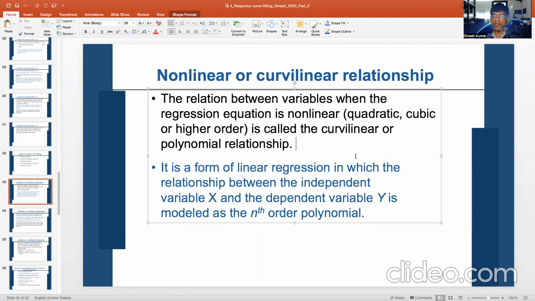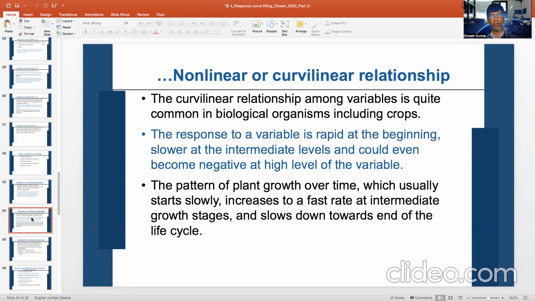It is a form of linear regression in which the relationship between the independent variable x and the dependent variable y is modeled as the nth order polynomial. The curvilinear relationship among variables is quite common in biological organisms, including crops. So you have seen the law of diminishing returns kind of things. Those are all curvilinear kinds of relationship.